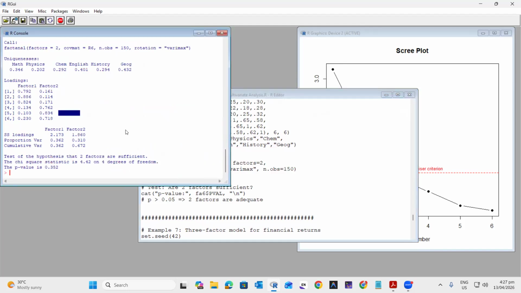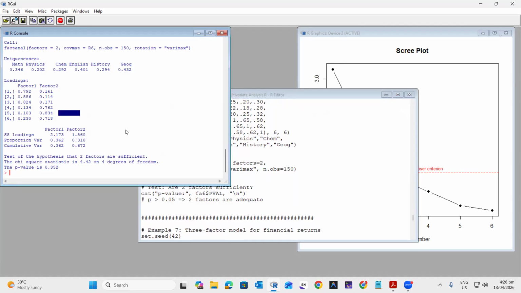Okay, so the uniqueness is 0.346 for mathematics, 0.202 for physics, 0.292 for chemistry, 0.401 for English, 0.294 for history, and for geography it is 0.424. This shows how much of each subject is not explained by the two factors. Physics has the lowest uniqueness, so it is well explained, and geography has the higher uniqueness, so a moderate portion remains unexplained.